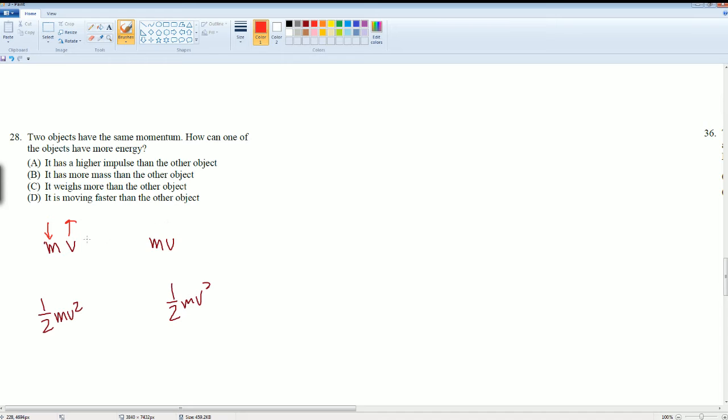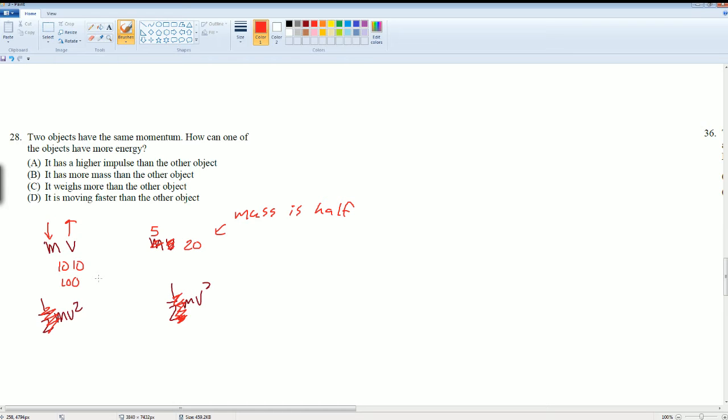Let me give you an example. Let's say the velocity here is 10 and the mass here is 10. You would say that this is 100. But here, let's say this goes twice as fast, 20, so the mass has to be 5. Do you see how the mass is less, halved here? Mass is inversely proportional to velocity. So if there are two objects, the one going faster has to have less mass in order to have the same momentum. I just showed that right here.